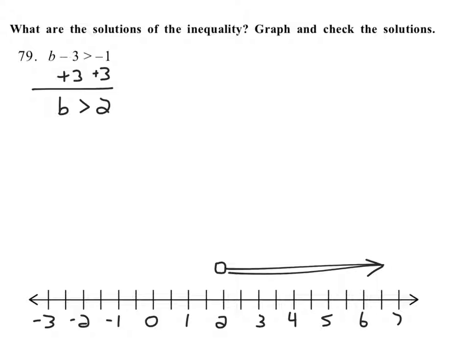So, sorry, I came back to this because one thing it asks us to do is check the solution. So we have a two-part proof. And two-part proofs look like this, okay? The first part of the proof is to take the original inequality, b minus 3 is greater than negative 1. And what we want to do is check two things. Is this the right endpoint? Is 2 the right endpoint? And then, did we shade the correct side of that? So the first thing we do is we plug in that 2.